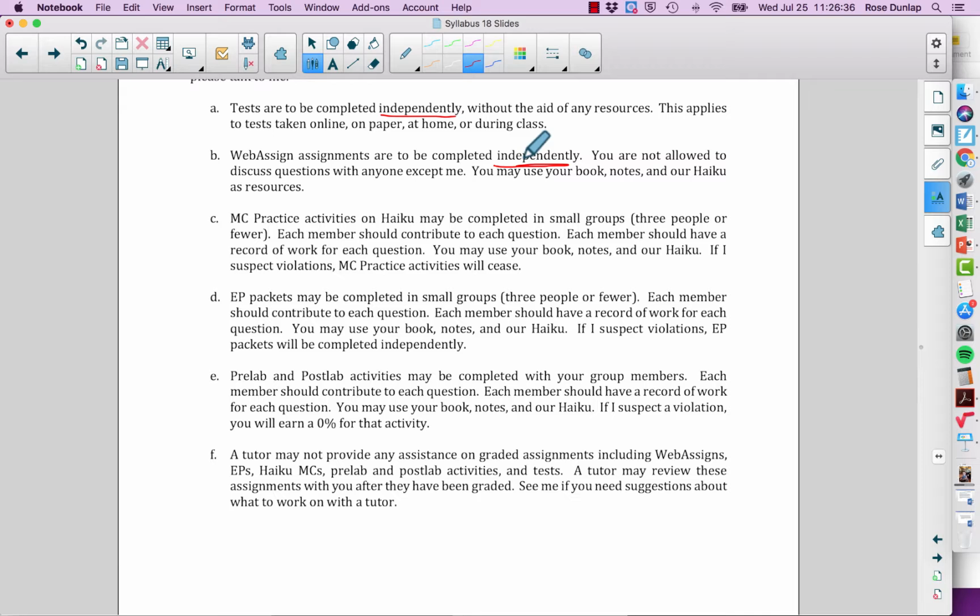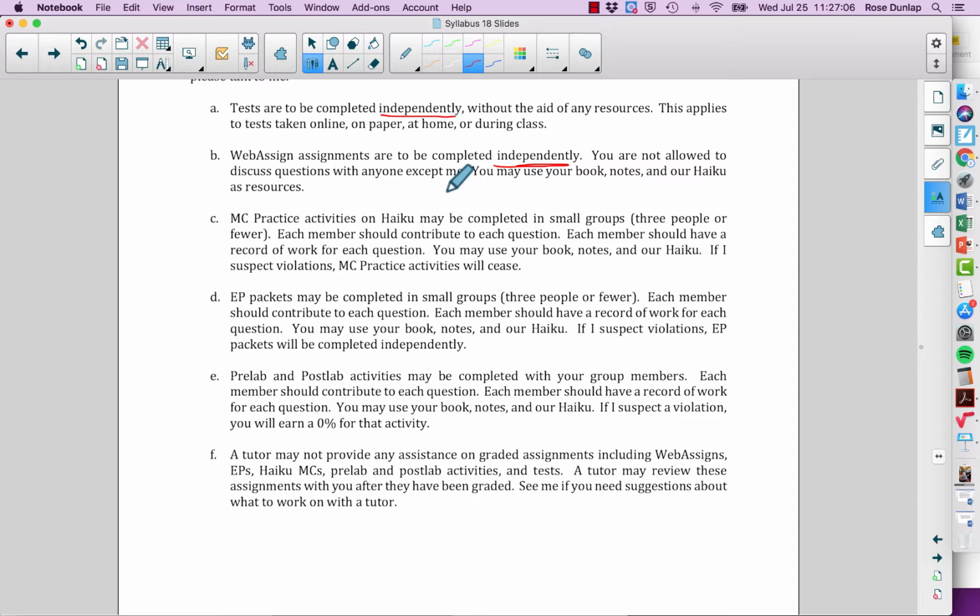Web assigns are independent. And then even as we go through the year, if you find that group work is actually detrimental to your understanding, then you might need to make the hard choice to work independently on almost everything. But that's something that will play itself out as we go. And if you're not sure where you sit on that spectrum, come see me, and we can talk about how you're approaching things, look at your grade, see where you want to be, and figure out what's going to work best for you, okay?